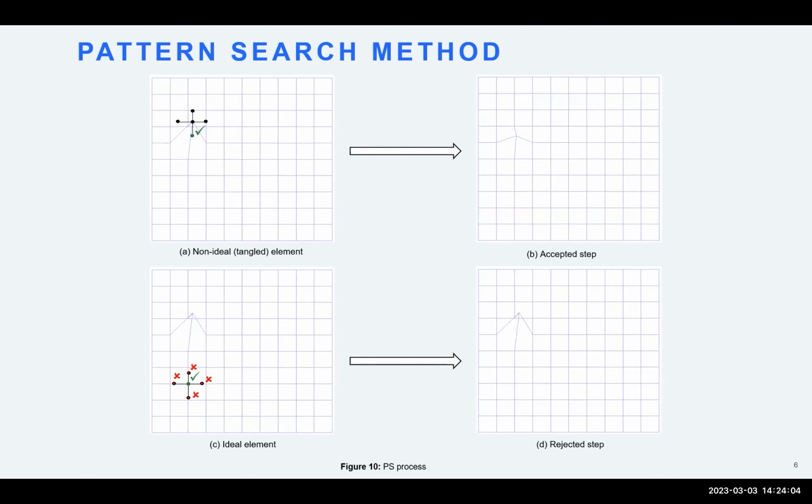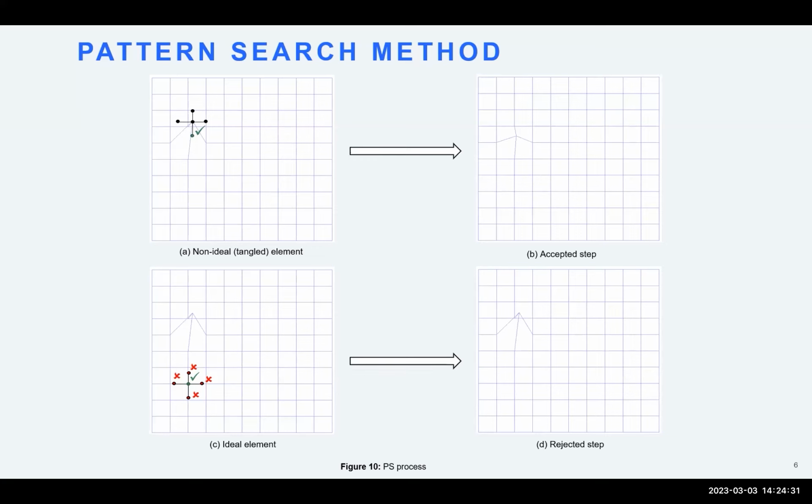So here are 2 simple examples of how it works. In the top one, we have explicit tangling. Our pattern is formed on the node that caused this explicit tangling. It evaluates the objective function at those 4 candidate locations. It finds that the bottom location is the ideal one. So it chooses that location, moves the node to this new location, and moves on to the next node.